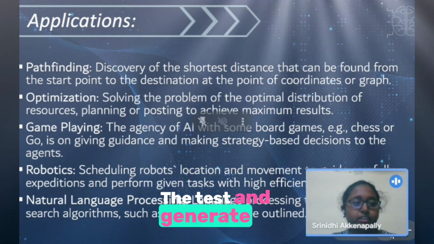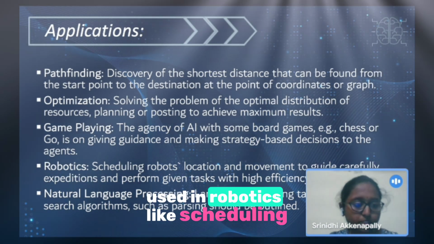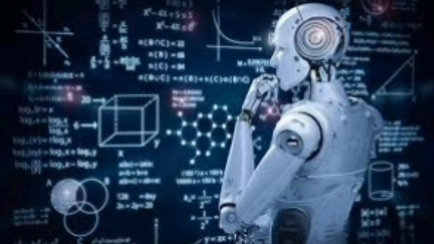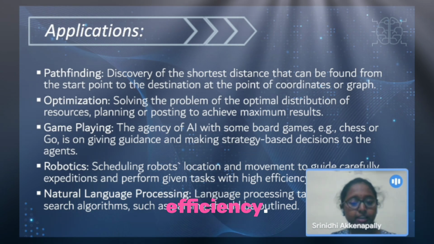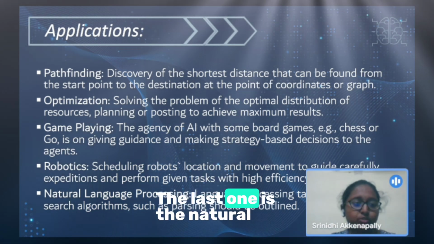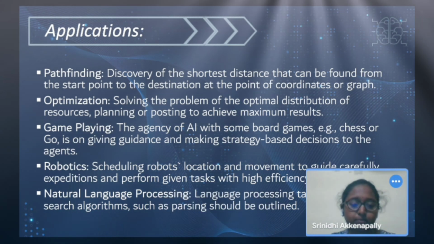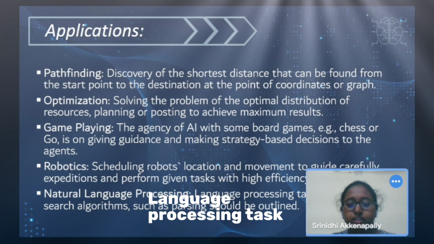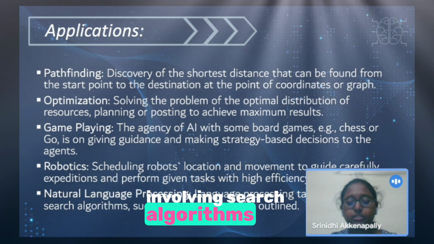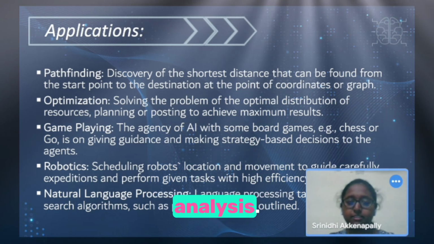The test and generate algorithm is also used in robotics, like scheduling robot locations and their movements and performing tasks with high efficiency. The last one is natural language processing, language processing tasks involving search algorithms such as parsing or semantic analysis.